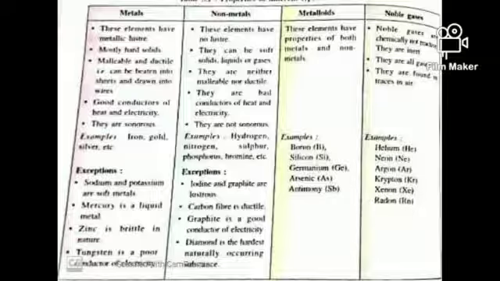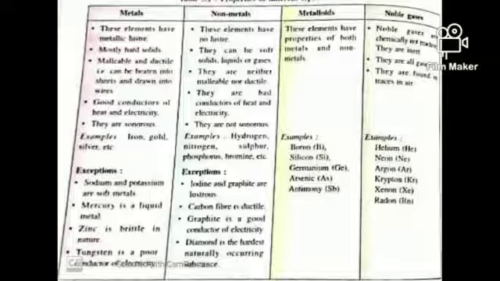You can see examples of metals are iron, gold, silver, anything. Non-metals, hydrogen, nitrogen, sulfur, phosphorus, bromine. Metalloids are boron, silicon, germanium, arsenic and antimony. These are the metalloids. And the noble gases, helium, neon, argon, krypton, xenon and radon, they do not react. These are the noble gases.